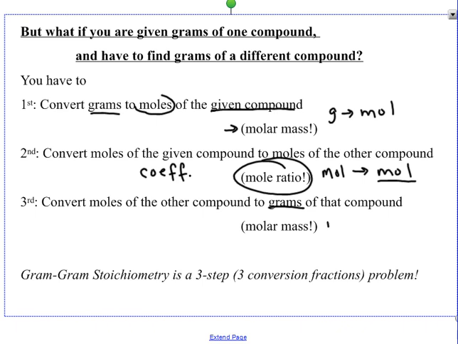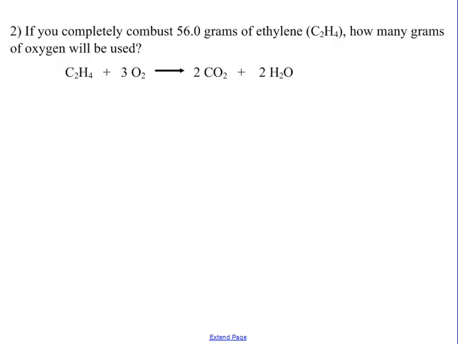And so what you'll have to do is take moles of this new substance and convert it back to grams of the new substance using the molar mass from the periodic table. Okay? So it's essentially 2 molar mass problems surrounding a mole ratio problem. And the reason we have to do 2 molar mass conversion steps is because the 2 compounds will have 2 different molar masses. They don't weigh the same. So gram-gram stoichiometry is going to end up having 3 conversion fractions. And let's take a look.